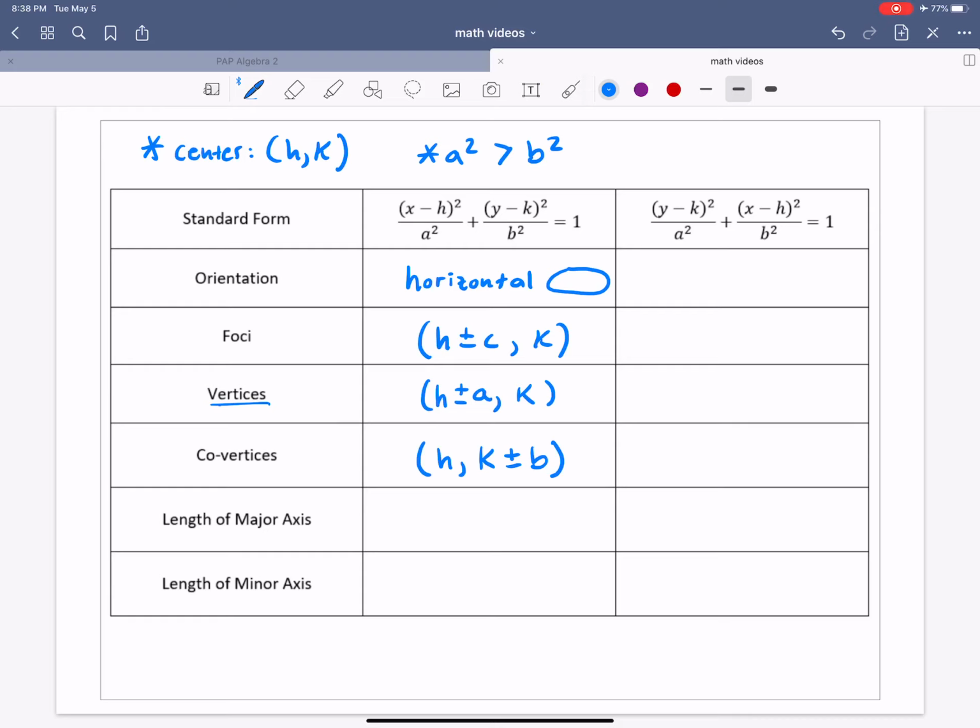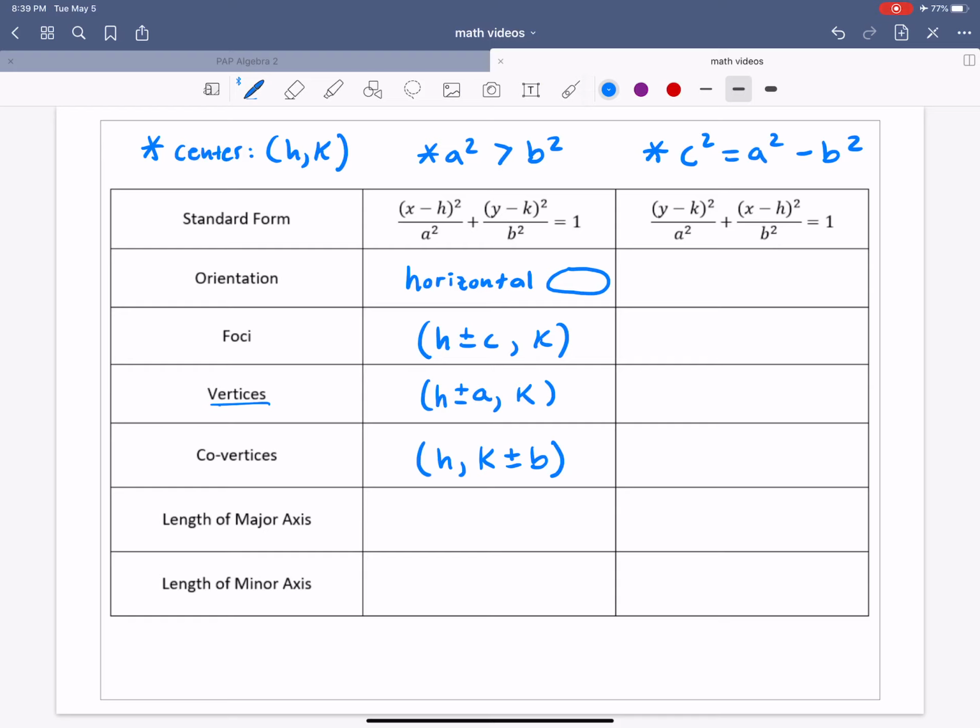Now, how in the world do we find C? Well, there's a relationship between A, B, and C that you should always remember for an ellipse. Here's that relationship: C squared equals A squared minus B squared. Oh, wait, you messed up. It should be A squared plus B squared equals C squared.